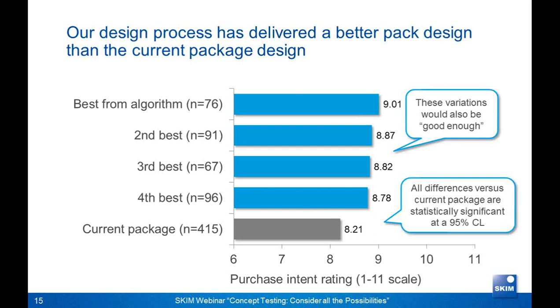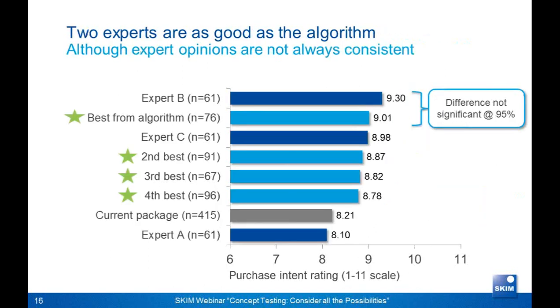On the next slide, I'm going to compare the performance of our pack designs and those generated by experts. So here we go. In dark blue, you see the pack designs generated by experts, and we have 3 experts. What jumps out at you is that expert B did apparently better than what we did, getting a higher purchase intent rating. However, the difference between the 2 scores is not significant, so we're sort of tying.